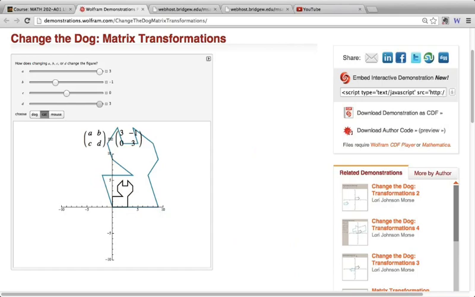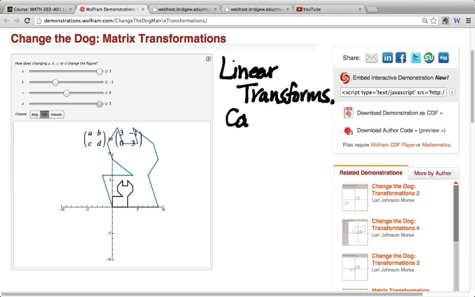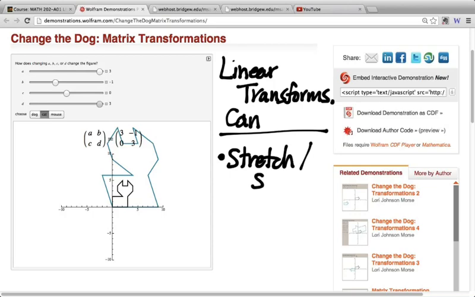So what can linear transformations do? Linear transformations can, so we already saw they can stretch. They can also shrink. If we decide to multiply a vector by a number between 0 and 1, then that'll be a shrink. So it can stretch and shrink.